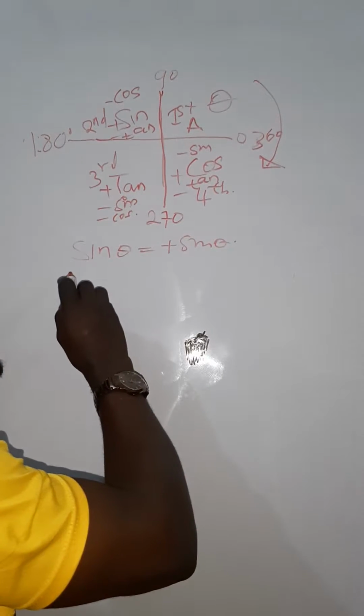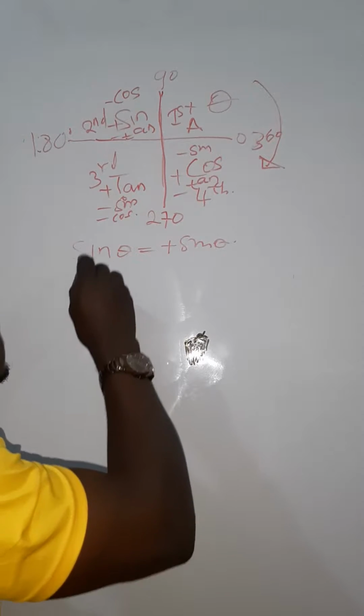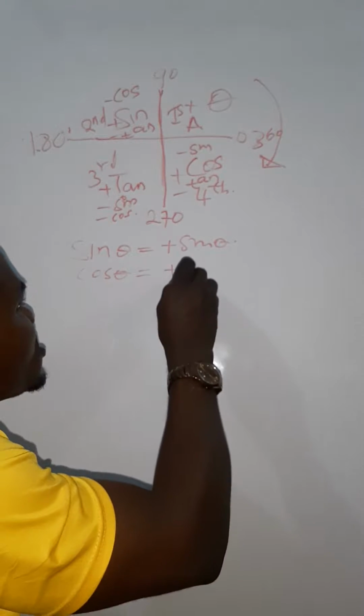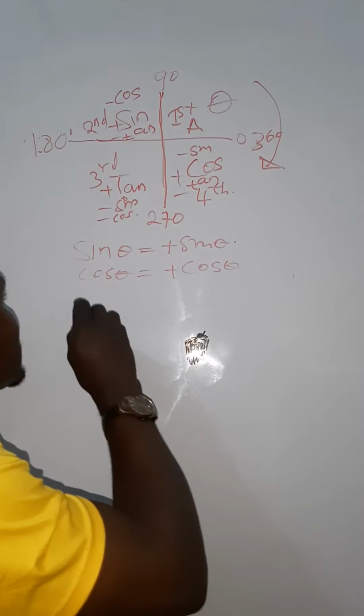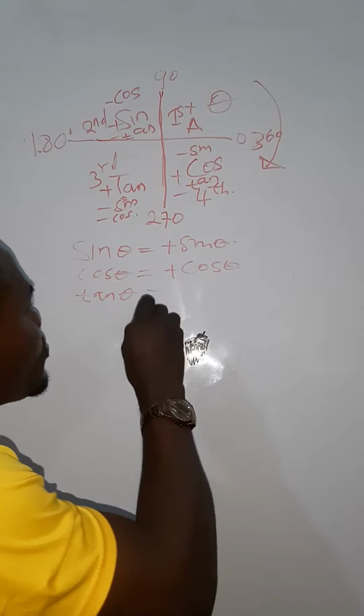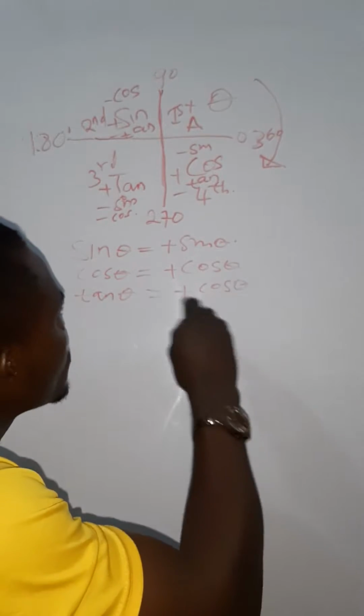That's what you have. So you have a positive answer. So cos theta will also give me a positive answer. Then when you now look at tangent, which is tan in short form, it will give you a positive answer. So you can try it.